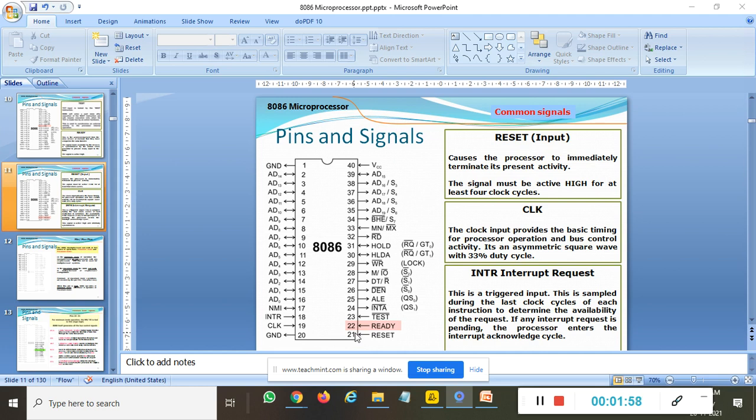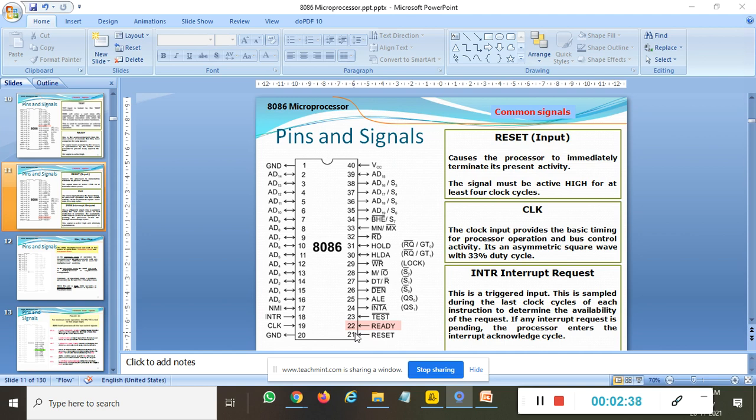So the function of the reset input signal is that it resets the processor or causes the processor to immediately terminate its present activity, meaning the work it is currently doing is terminated. That is the main function of the reset pin and reset signal. Mainly it is used to reset the processor, and this signal must be high for at least 4 clock cycles.